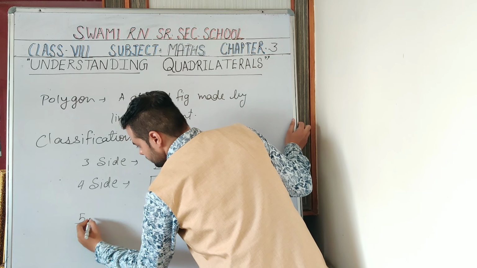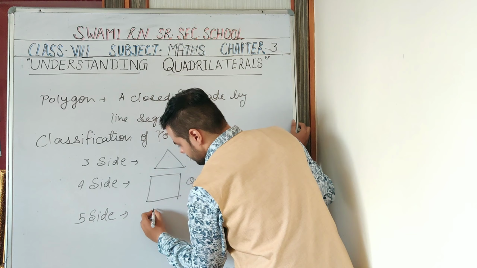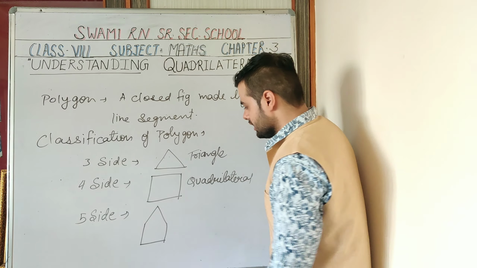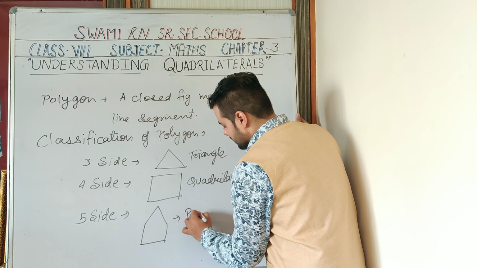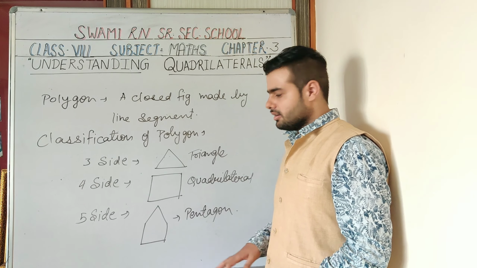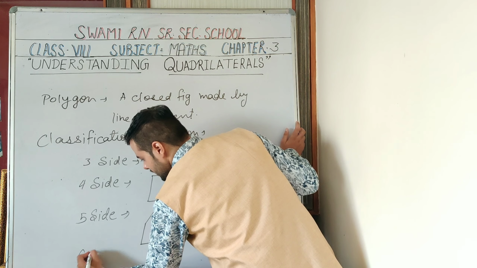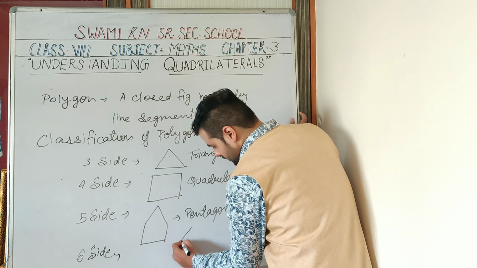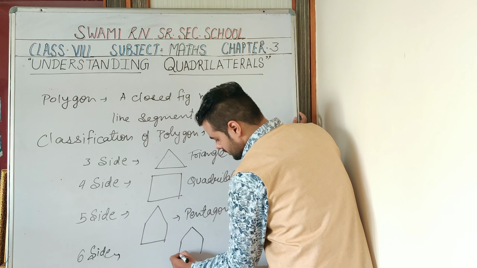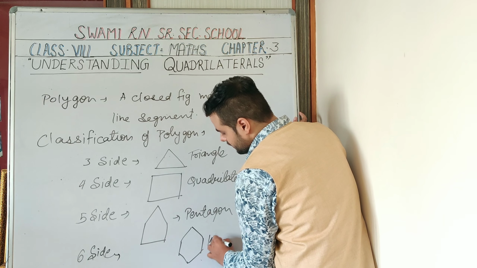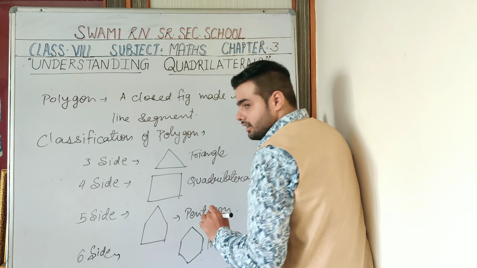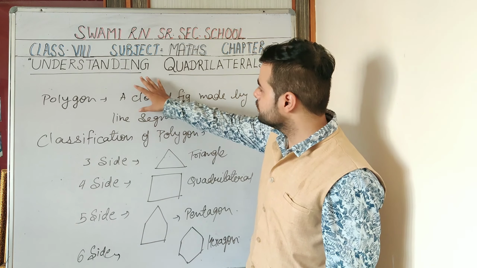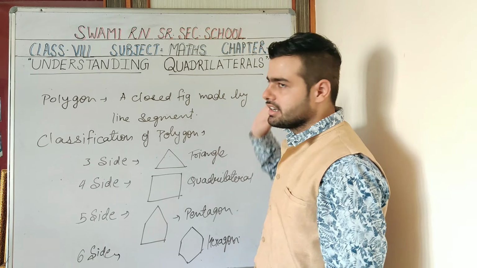Next, a five-sided polygon: 1, 2, 3, 4, 5. That is a five-sided polygon, which is known as a pentagon. And last, I am taking six sides. The figure of a six-sided polygon is 1, 2, 3, 4, 5, 6. That is known as a hexagon. Okay, in this chapter we will study these types of polygons, which are part of Understanding Quadrilaterals.